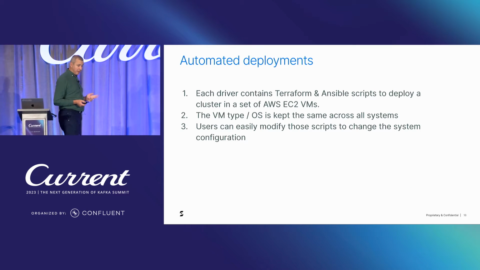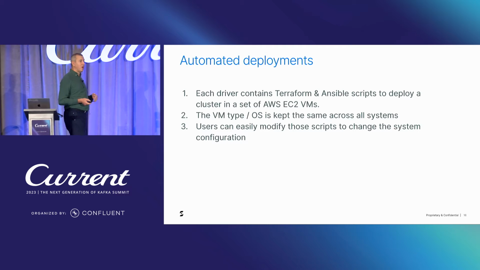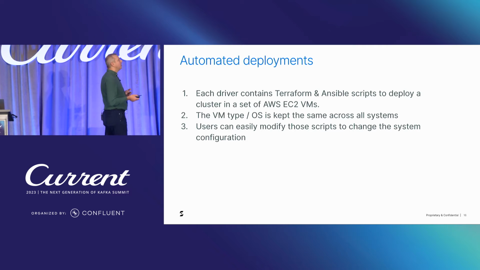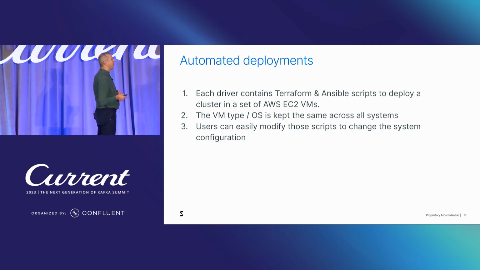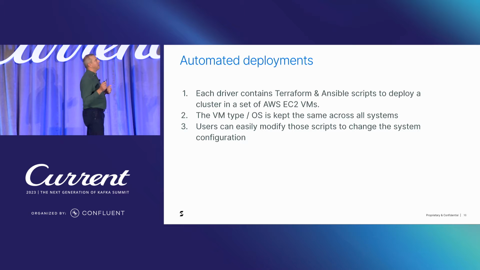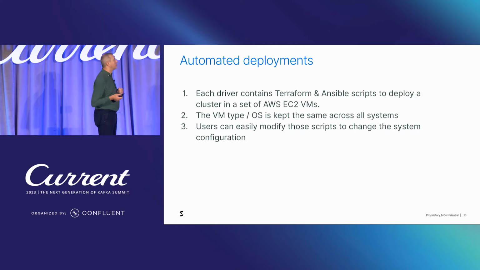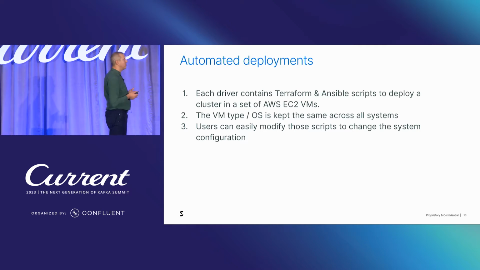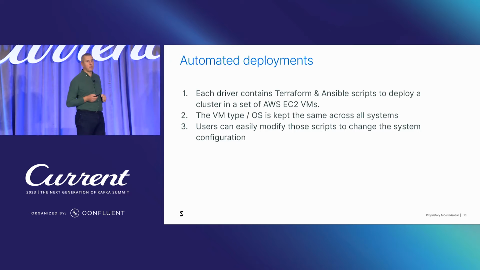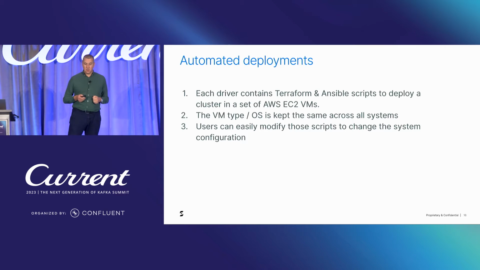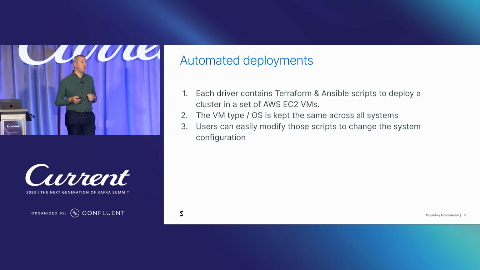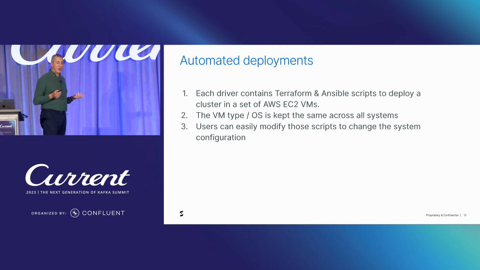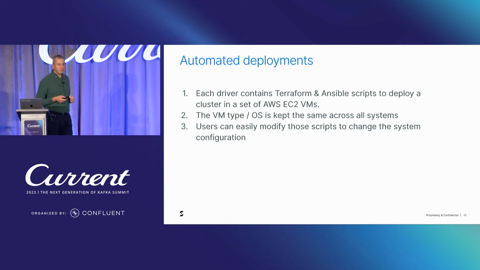The other part I mentioned is automated deployment. To have an easy, repeatable test, you need a user who can just run a script. For each driver, there are Terraform and Ansible scripts, and it runs on bare-bone VMs. The VM type is the same, so it is as apples-to-apples a comparison as possible. But you can modify those scripts; if you want to test on a VM type closer to your production deployment, it's very easy to do.